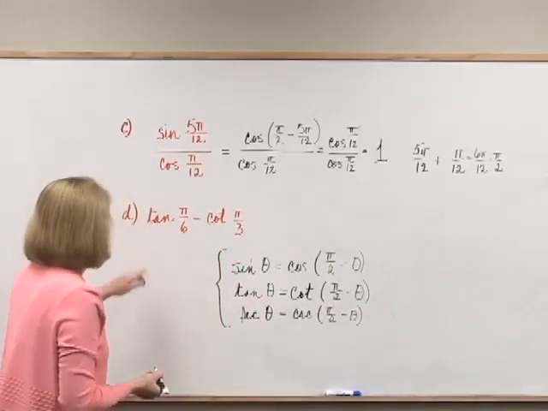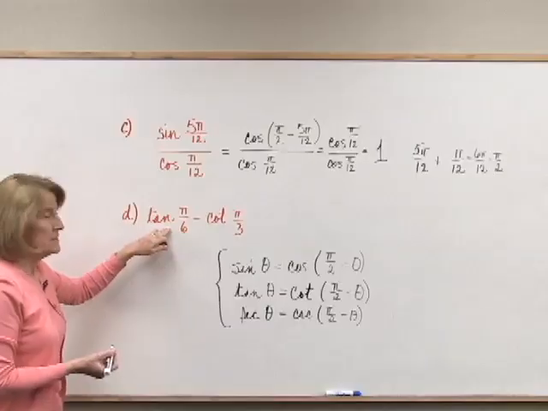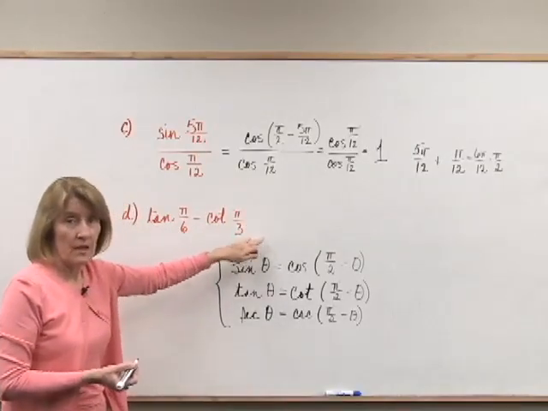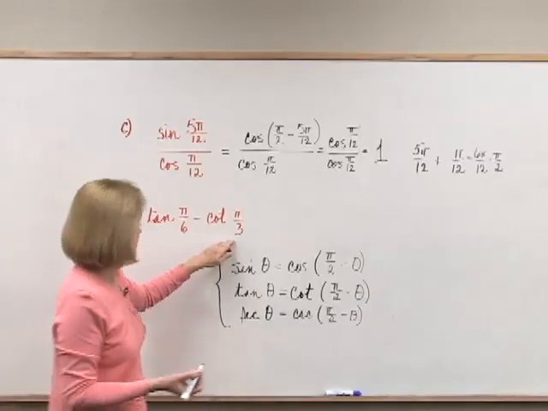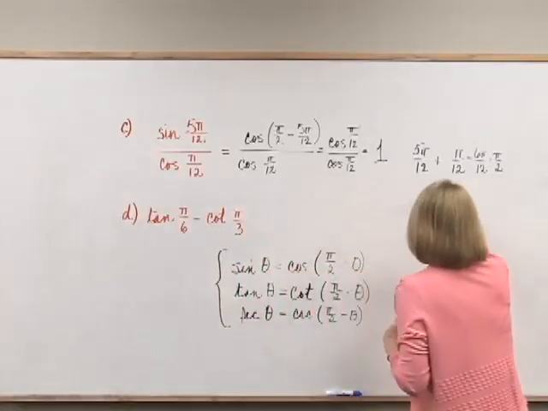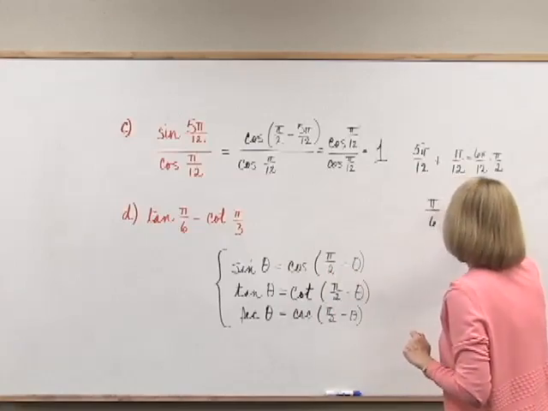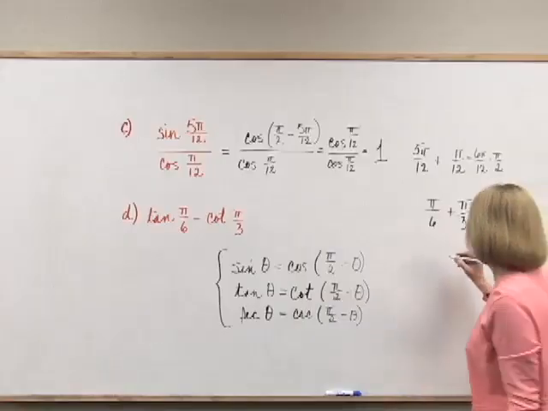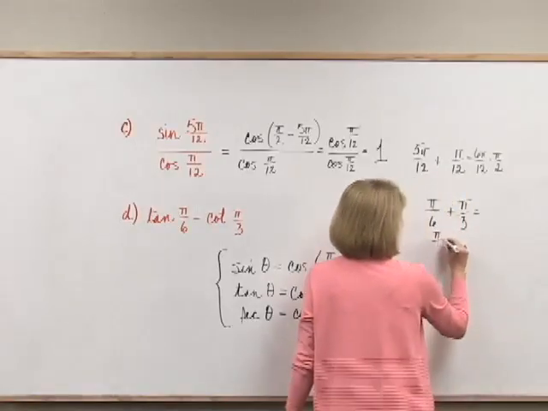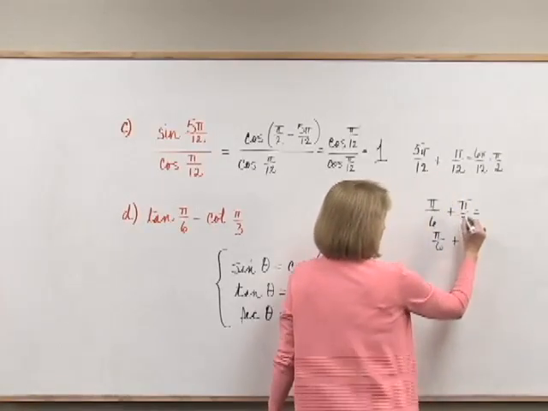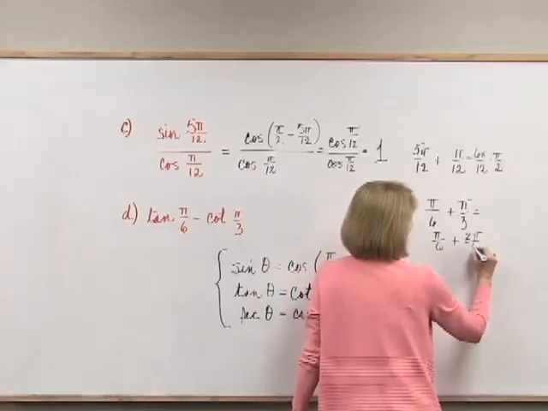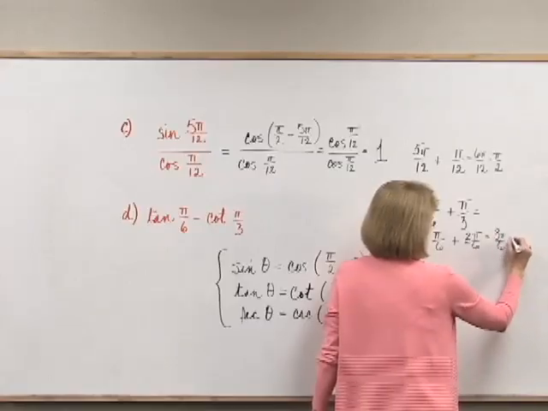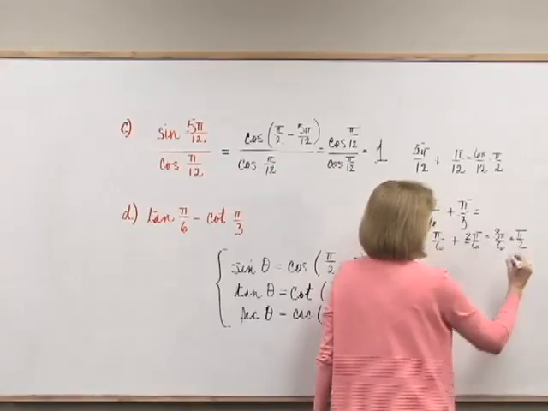D. We want to find the exact value of the tangent of pi over 6 minus the cotangent of pi over 3. So once again, let's look at the two angles. Pi over 6 plus pi over 3. Well, we get a common denominator, so we write this as pi over 6, copying it over. We write this as 2 pi over 6. We add these, we get 3 pi over 6. We reduce, and we get pi over 2.